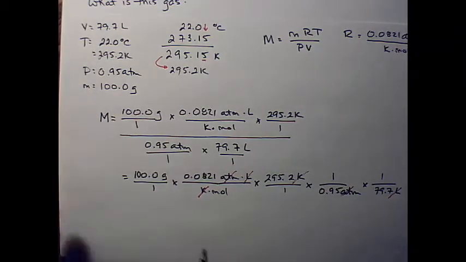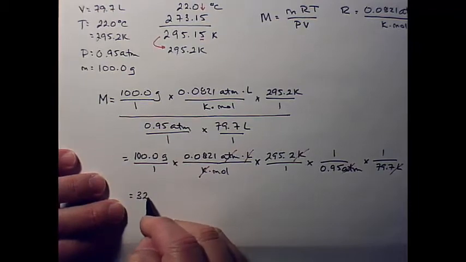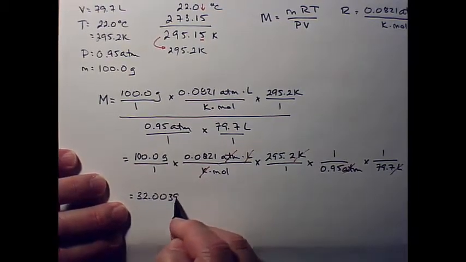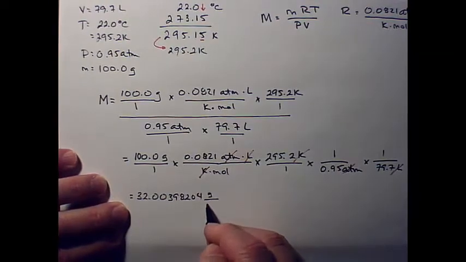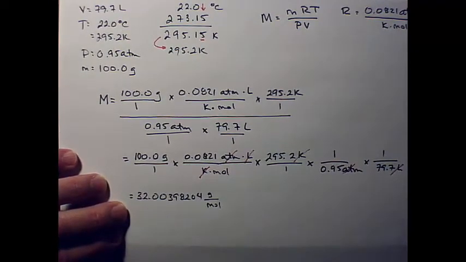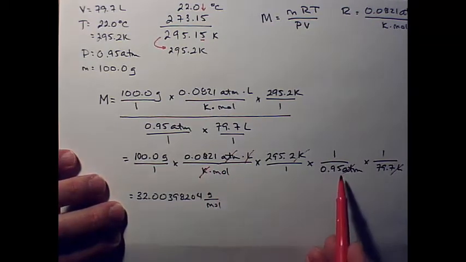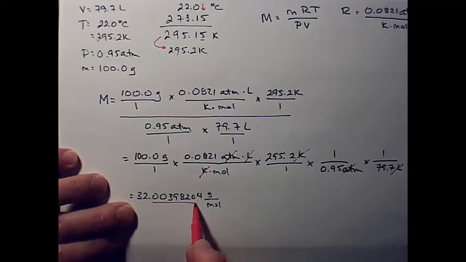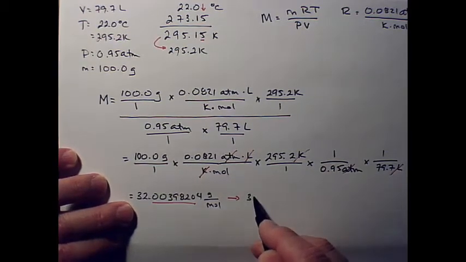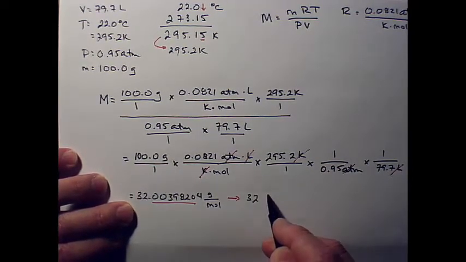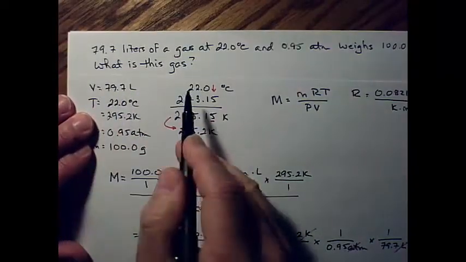Okay, so you guys have already done the math, right? Tell me what the unrounded answer is here. And that's grams per mole. Going to round that off to 3 significant digits, or 2 significant digits, right? Okay. And so we get 32 grams per mole. And the question is, what is the gas?